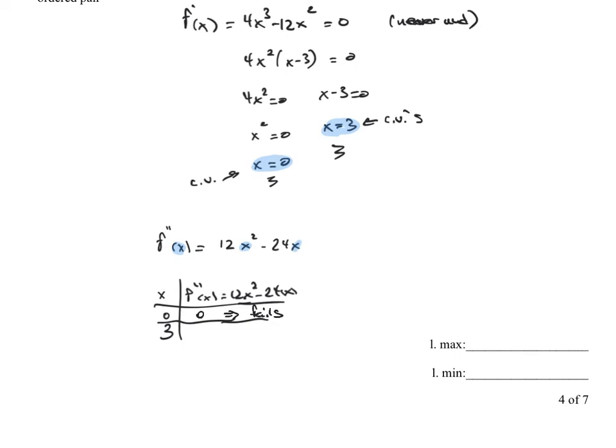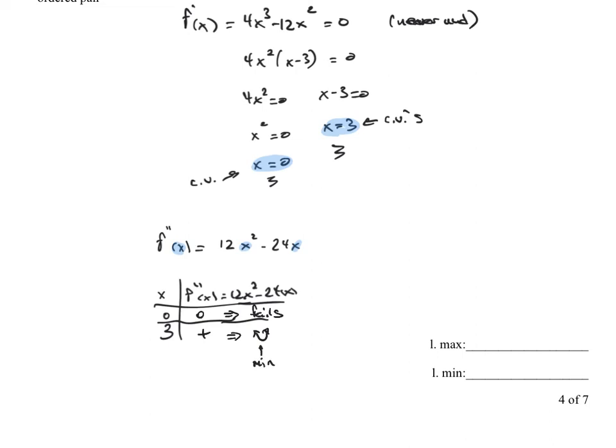When I plug in 3, it would be 3 squared, which is 9, times 12, minus 24 times 3, which is a positive number. Because it's positive, I know that this graph is concave up. Because it's concave up, think about that point right there. I know that point is a minimum.